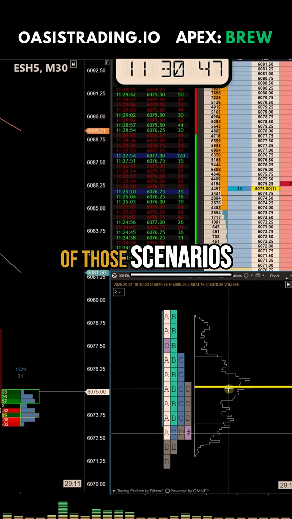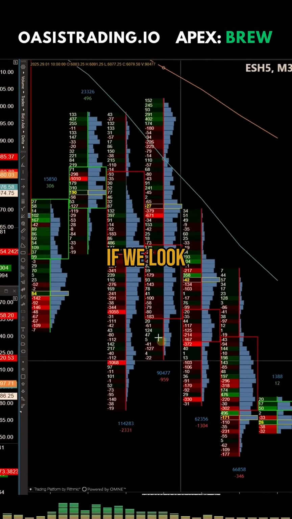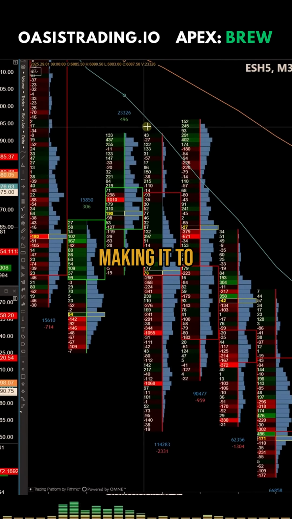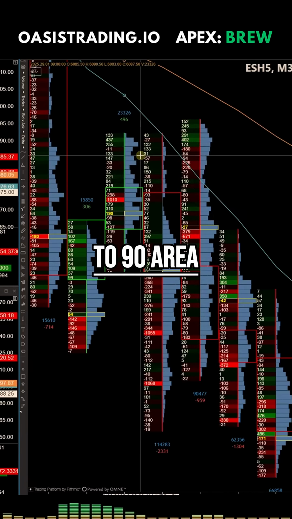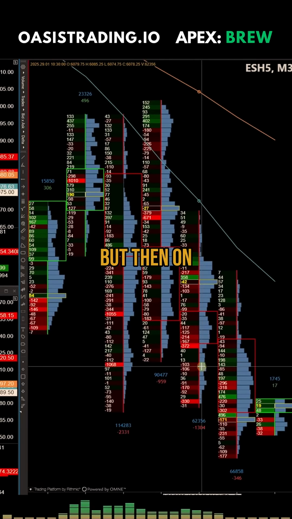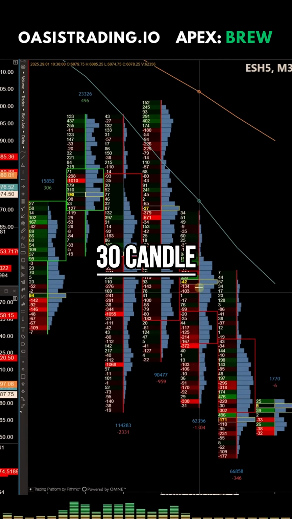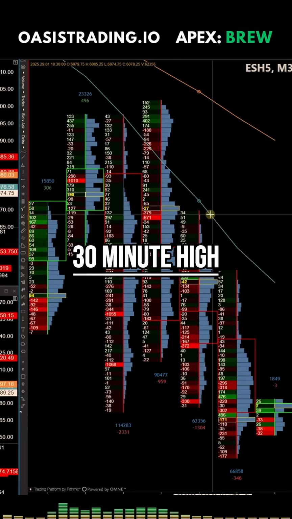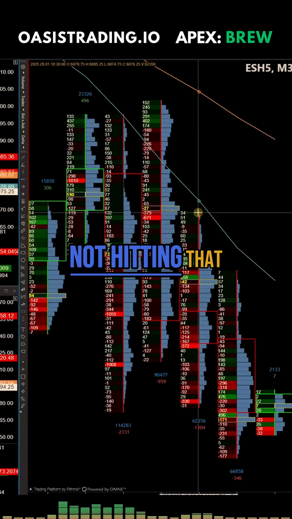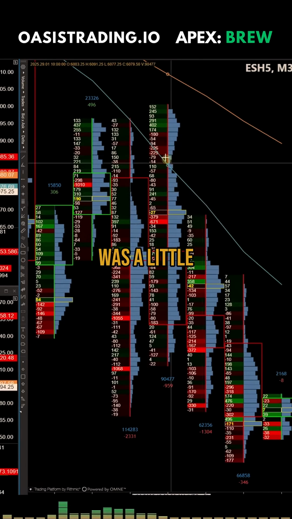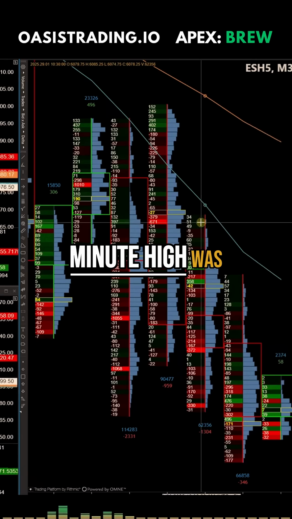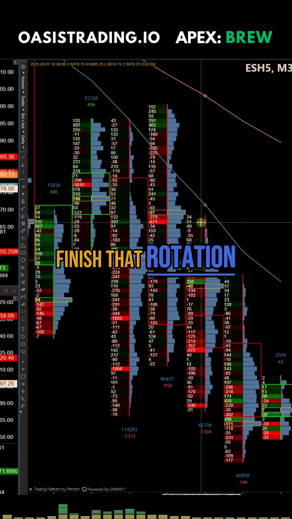We had one of those scenarios earlier today. If we look at our 30-minute chart here, we had a bunch of 30-minute highs making it to around that 88 to 90 area, and then we kept pushing back down to that value low at the time. But then on this candle, on this 1030 candle, look at that 30-minute high. That 30-minute high stalled around 85. So at the time, it was not hitting that value high. The value high was a little bit higher. Those 30-minute highs were hitting that value high, but this 30-minute high was not. It did not finish that rotation.